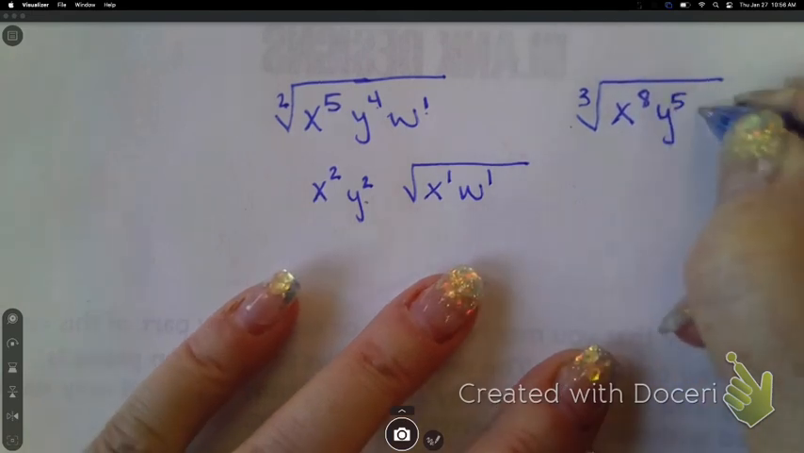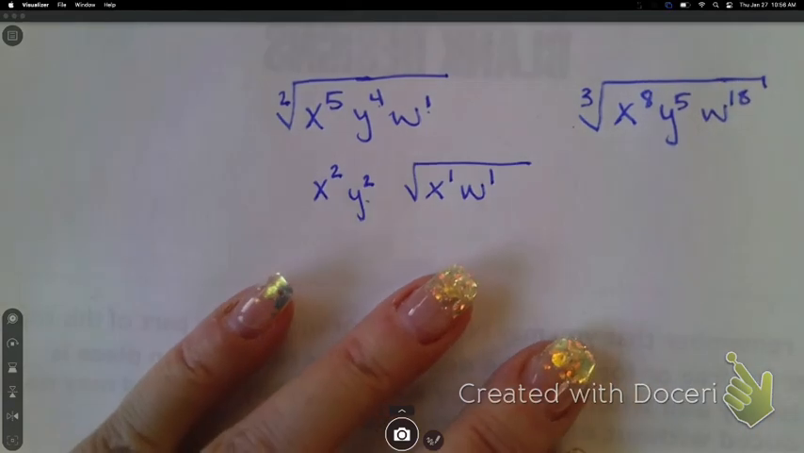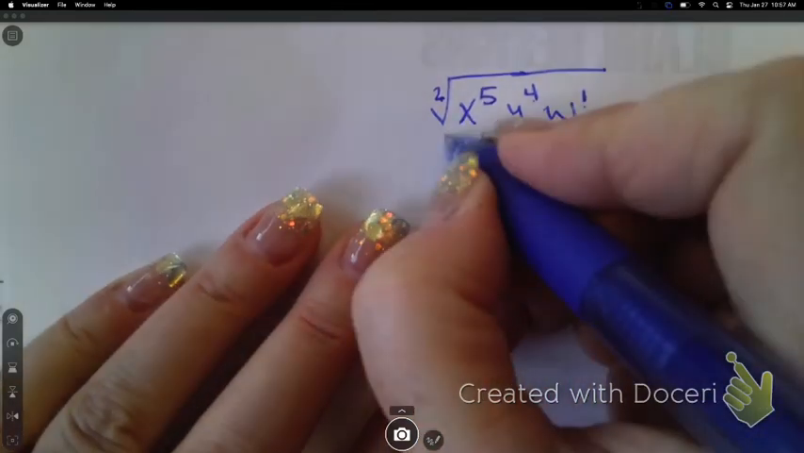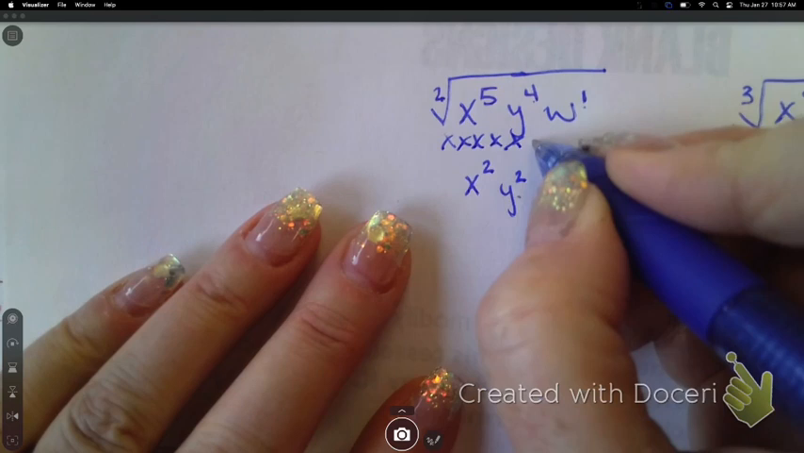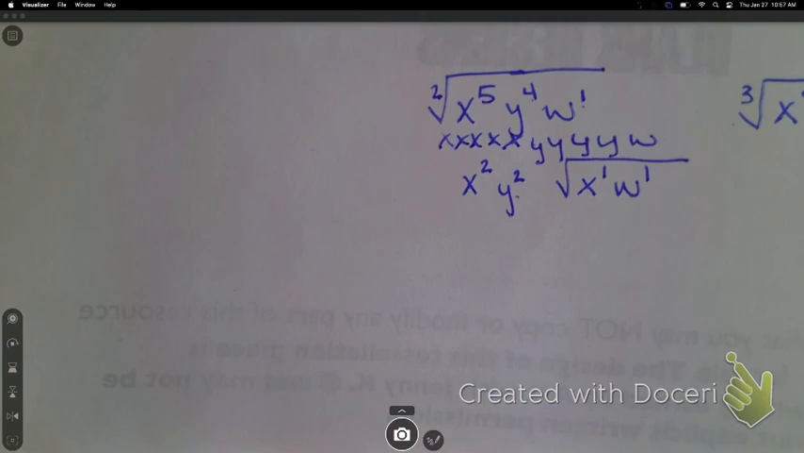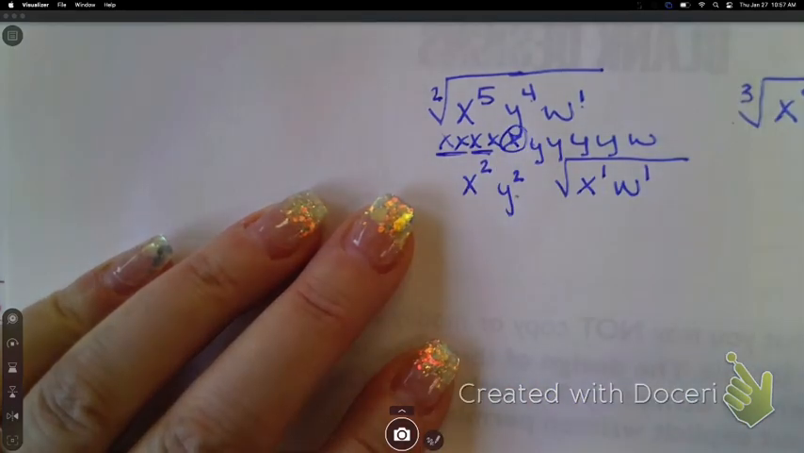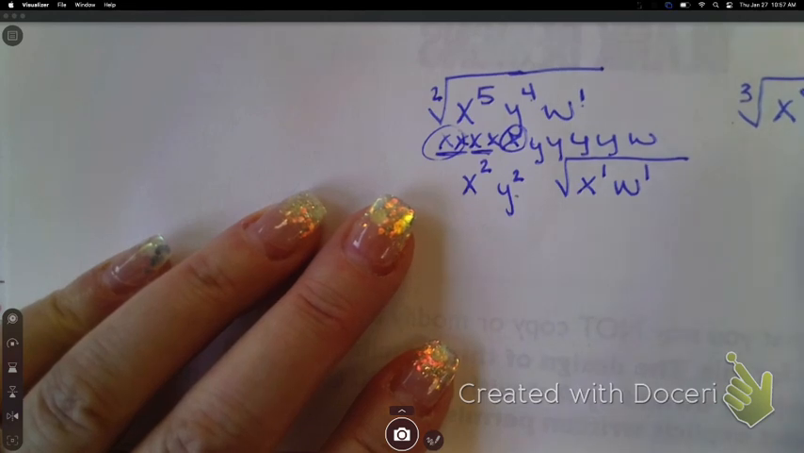So let's say I had the cube root of x to the 8th, y to the 5th, w to the 18th. So say it is 2 on the inside, would it just go away? It doesn't go away. Here I have x, x, x, x, x, y, y, y. Say one of the numbers was 2, and you divide 2 by 2. Right, I'm showing you. Okay, so I have 1 set, 2 sets, and I have 1 left over. So it doesn't go away. 2 goes into 2 one time, so you can bring 1 set out.